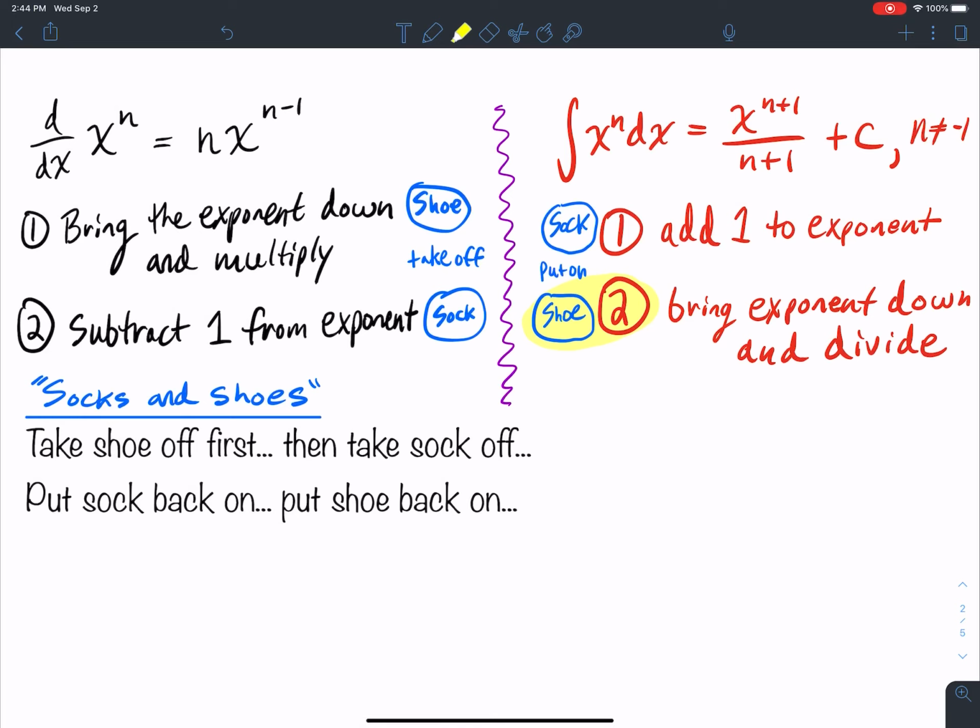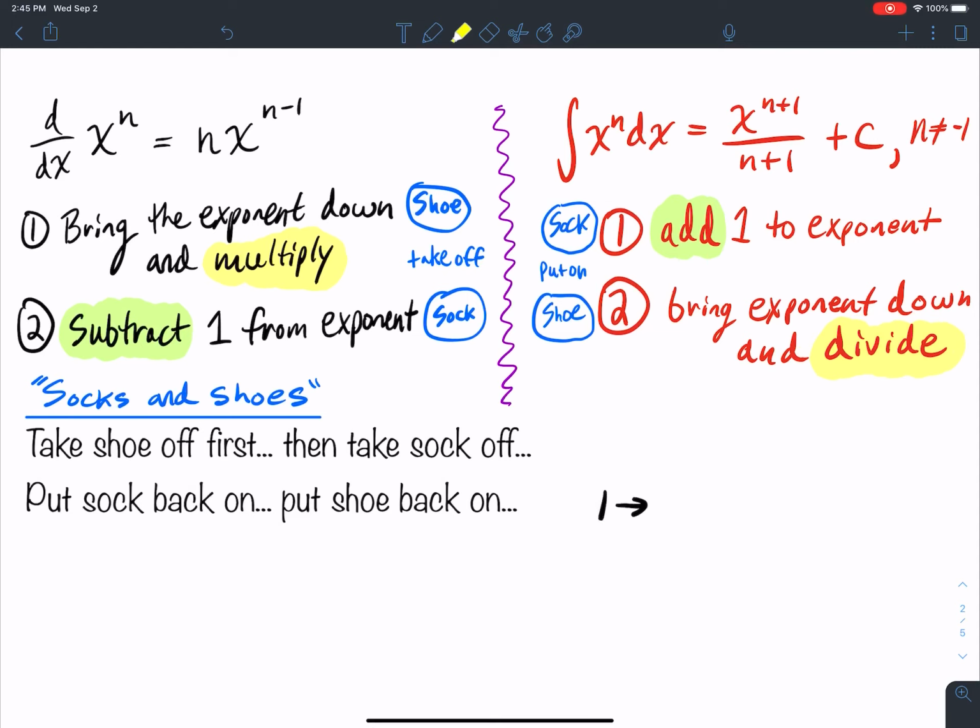Okay? So the idea here is this: subtraction and addition are opposites of each other. So to undo the taking off of the sock, to put back on the sock, I add. Okay? Opposite of subtraction is addition. And to undo the taking off of the shoe, of multiplying, I divide. Okay? By putting back on the shoe, the opposite of multiplication is division.